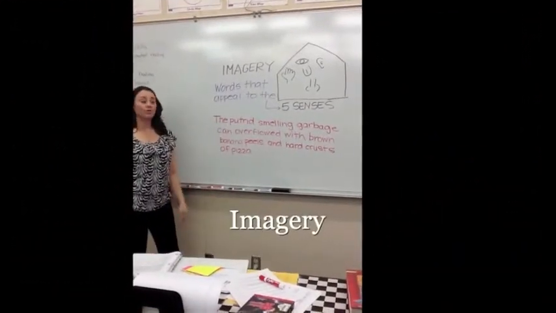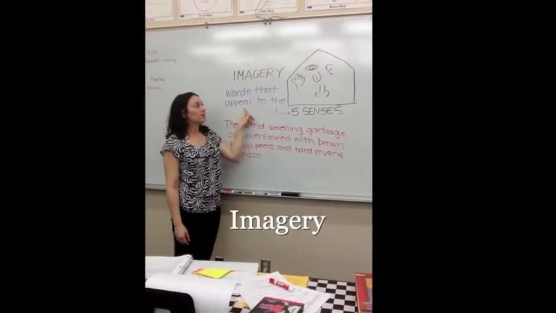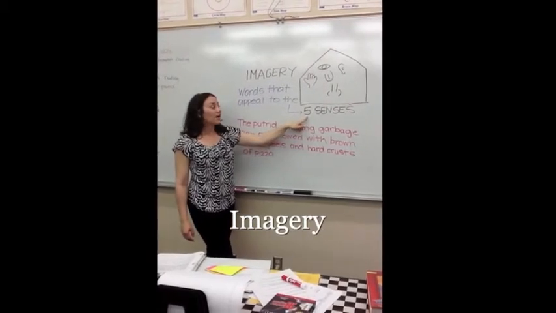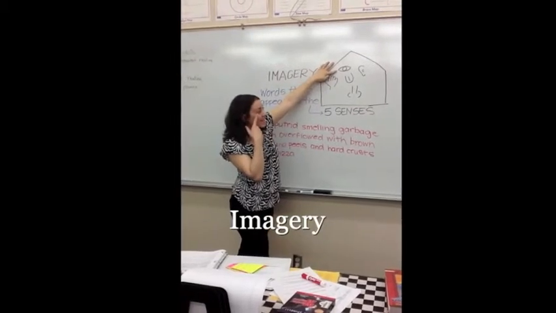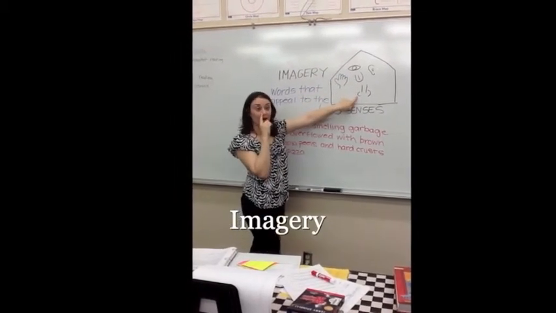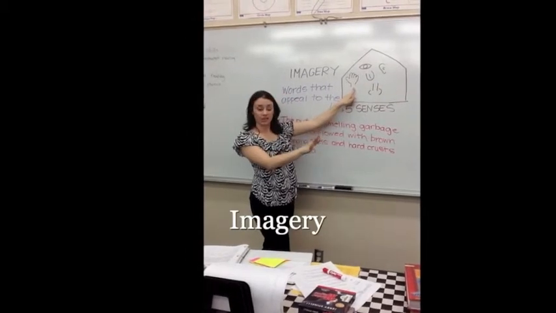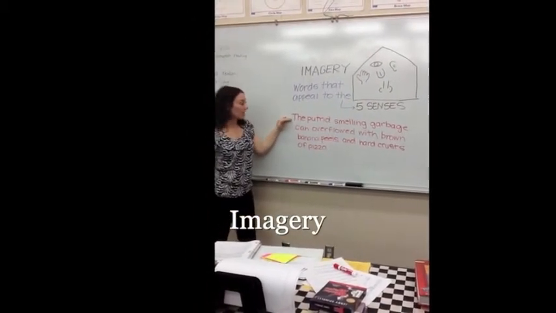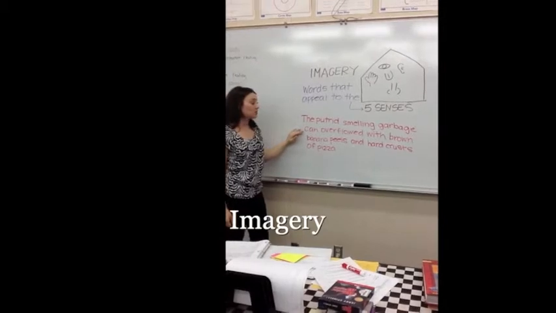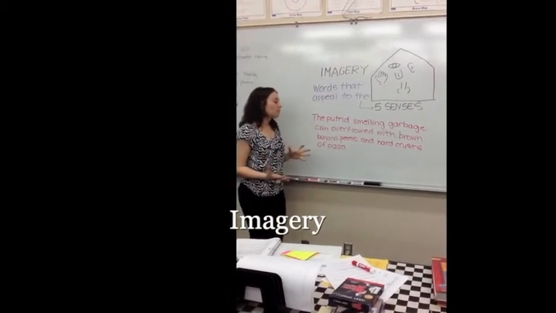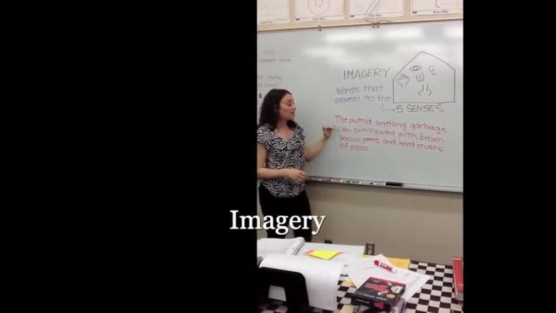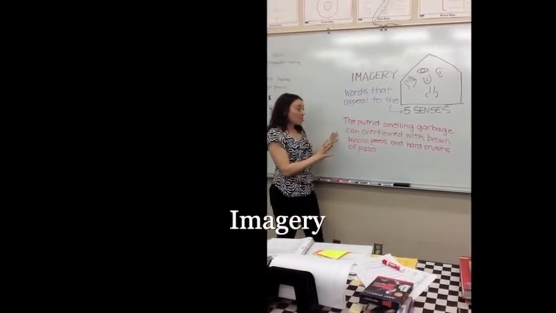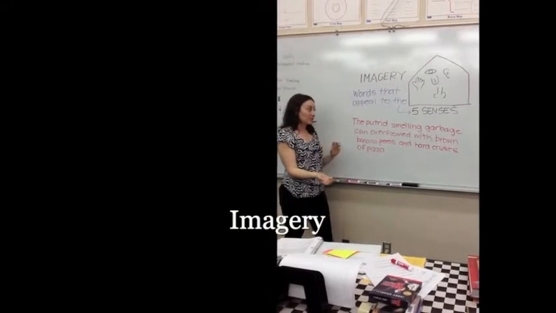Imagery is when authors use words that appeal to the five senses. The five senses in my 5 sense house are sight, taste, smell, hearing, and touching. An example of imagery is the putrid smelling garbage can overflowed with brown banana peels and hard crusts of pizza. You can see the garbage can. We all know what brown banana peels and pizza crust look like, and you can also start to smell that.